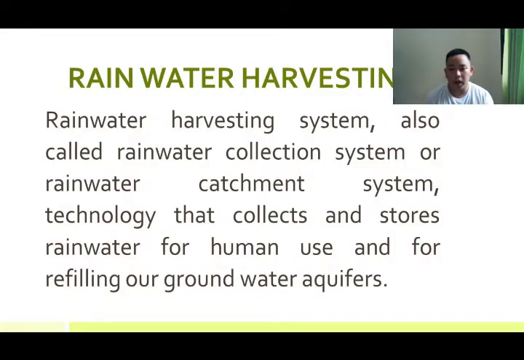Rainwater harvesting system, also called rainwater collection or rainwater catchment system, is a technology that collects and stores rainwater for human use. Ito yung pagkolekta ng tubig ulan para gamitin nating mga tao, or pwede ring pang-refill ng groundwater aquifers natin.